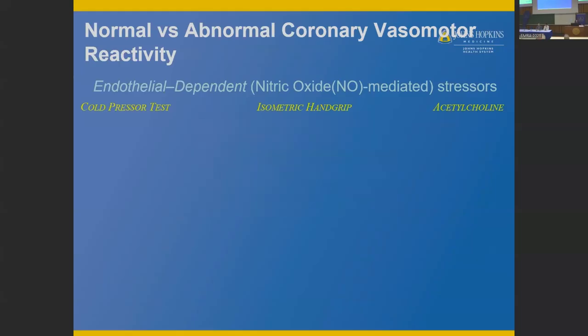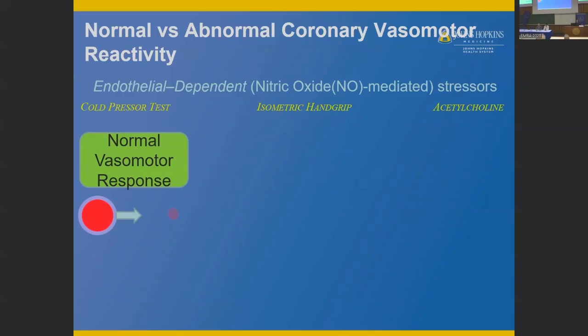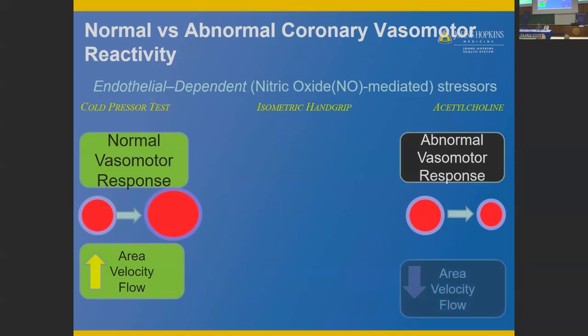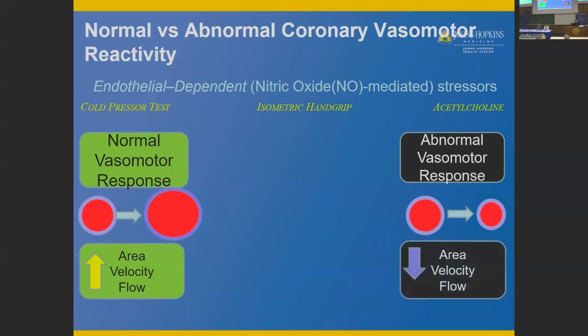So just to review, the normal endothelial response to any of these types of stressors is an increase in coronary artery area, flow, and velocity. However, an abnormal response is either no change in coronary area, flow, and velocity, or actually a vasoconstrictor response. And that makes the coronary arteries very unique, as opposed to the systemic vessels, which never vasoconstrict.